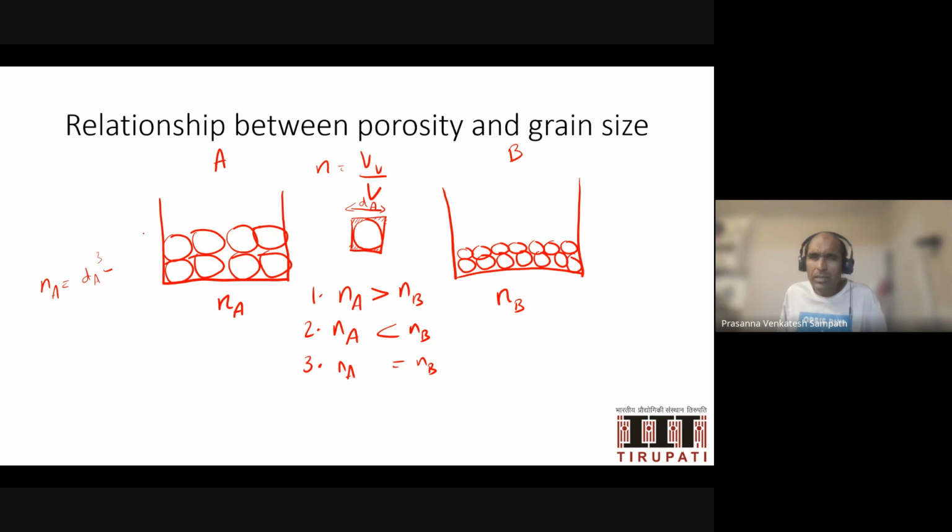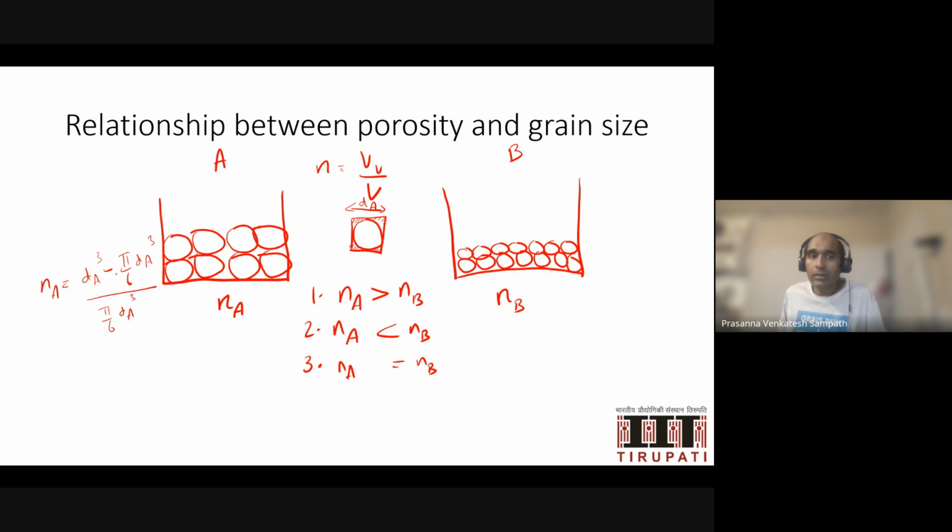In this case, r will be dA by 2, right? So dA by 2 cubed, that will be dA cubed by 8. So it will be pi by 6 dA cubed. Everybody agrees? 4 by 3 pi, dA by 2 cubed. So dA by 2 cubed becomes 8 in the denominator, the 4 in the numerator cancels that out, and then you are left with 6. So that's the numerator of the volume of voids divided by the total volume. What is the total volume? It's pi by 6 dA cubed.